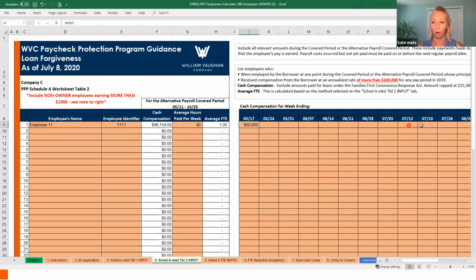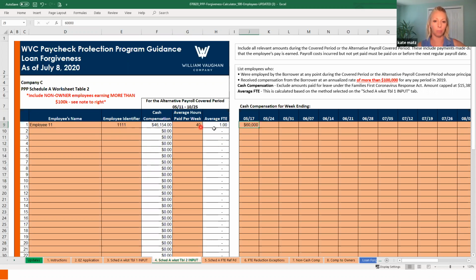And again, you can put that out week by week to help track. We'll just plug it all in at once here. Now notice as it comes over to our white column here, where it's actually pulling in the dollars that are going to get put into the forgiveness calculation, that it takes that 60,000 and limits it to 46,154. So this is that $100,000 limitation. If you take $100,000 and prorate that down to the 24-week covered period, that's 46,154. So that's the cap that you'll be allowed to include in your calculation for forgiveness for each employee.